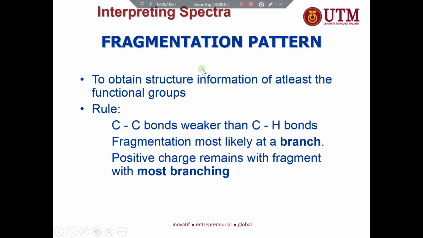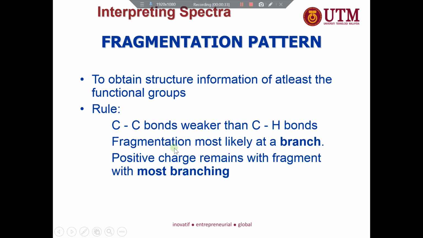Fragmentation pattern, to obtain such information, at least the functional group. Rule: the C-C bond is weaker than the C-H bond, so fragmentation most likely occurs at the branch. The positive charge remains with the fragment with the most branching. Okay, if we look at the fragmentation pattern, the fragmentation will occur more at the C-C compared to C-H. The positive charge remains with the fragment with the most branching.